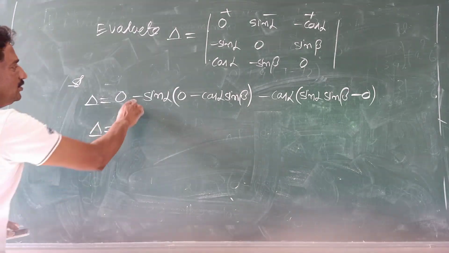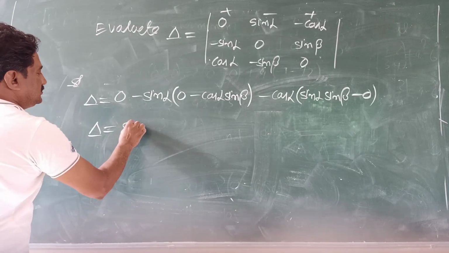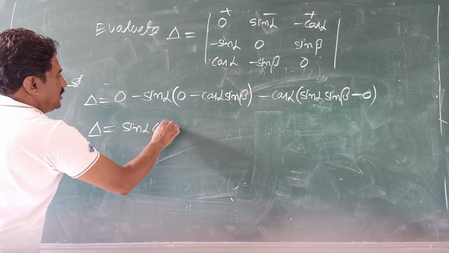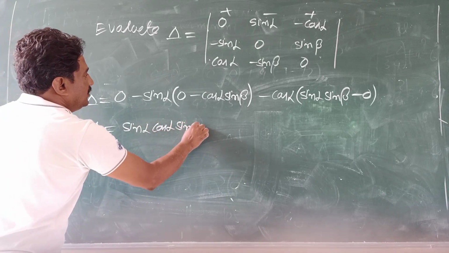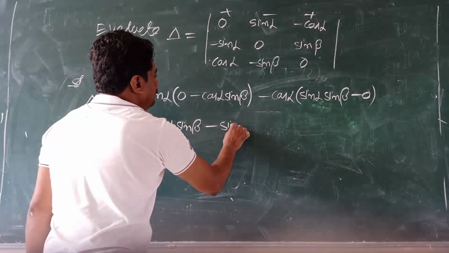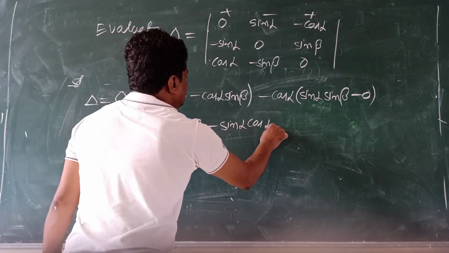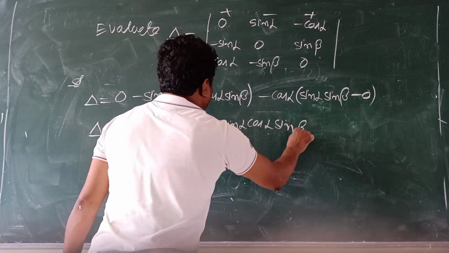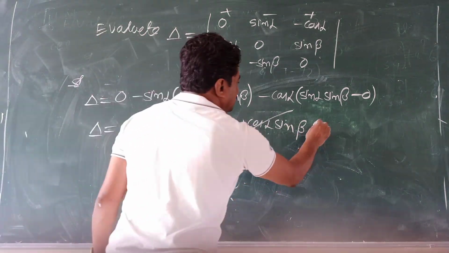Delta is equal to minus into minus plus, sin alpha cos alpha sin beta. Minus into plus minus, I write in order, sin alpha cos alpha sin beta. Plus term and minus term get cancelled, it is 0.